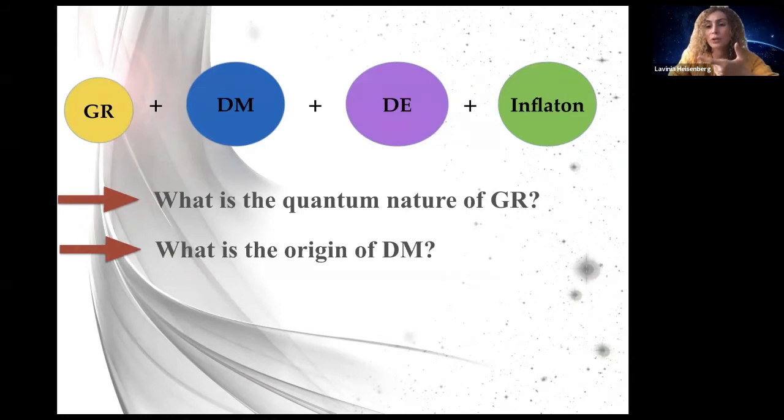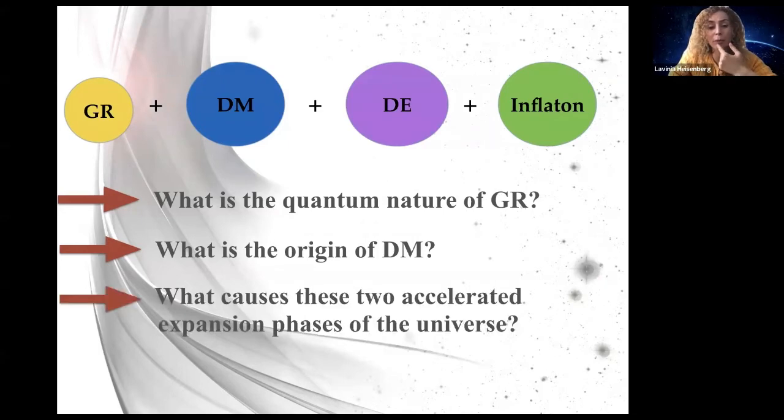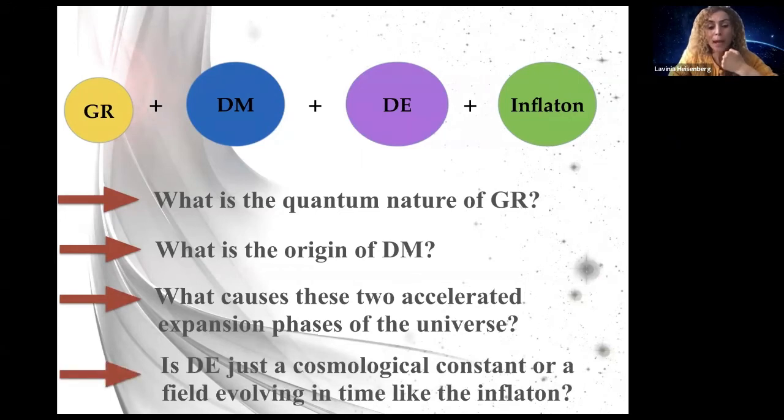Then, what is the origin of dark matter? We have never observed it, so this is still a fundamental question. We have no idea. And what causes these two accelerated expansion phases of the universe, the dark energy and the inflaton? And is dark energy just a cosmological constant, or really a field that evolves in time, like the inflaton field?